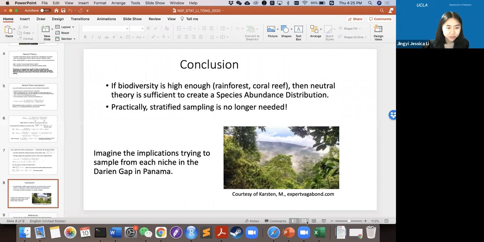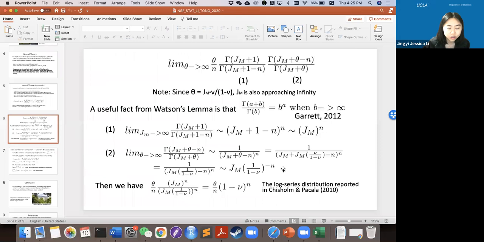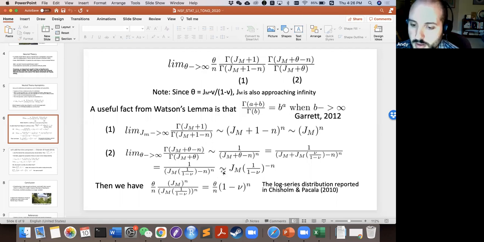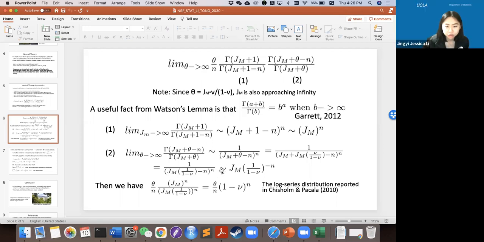So Andy, Shinjo, please go to slide 6. I want to point out one possible typo. I think in equation 2, in the limit, the power of j sub m should be negative n. Just by looking at the formula, that's what I think. So that's why it can be canceled with the j_m to the power n in equation 1 when you multiply them together. I was saying the limit of equation 2 should be j_m to the power negative n, not j_m to the power n.